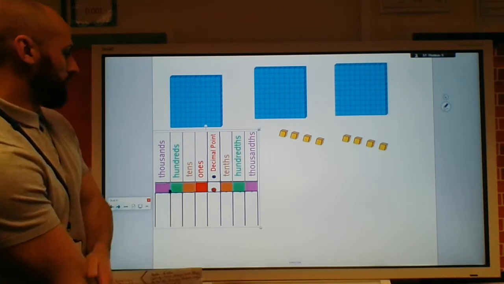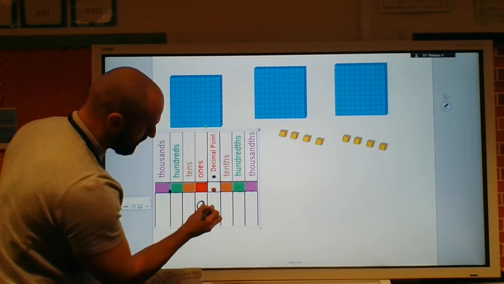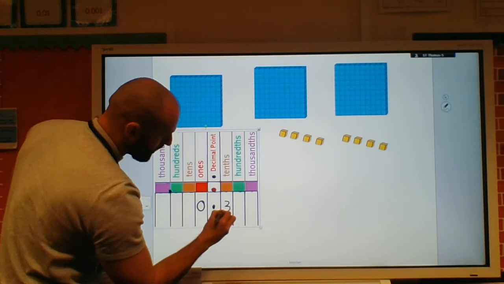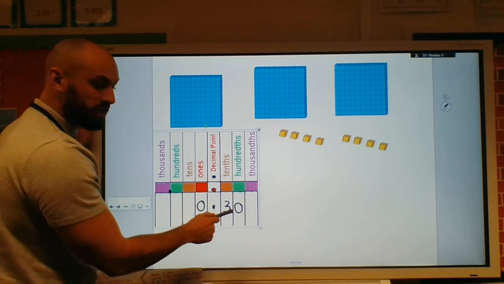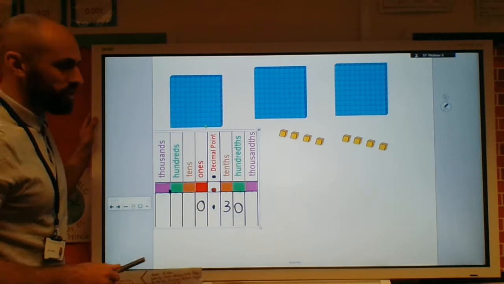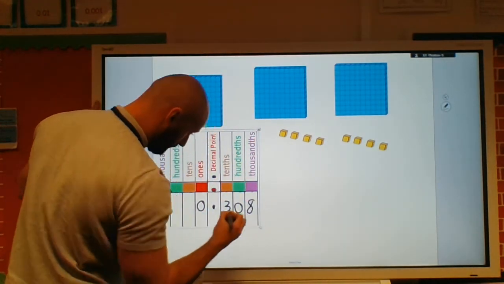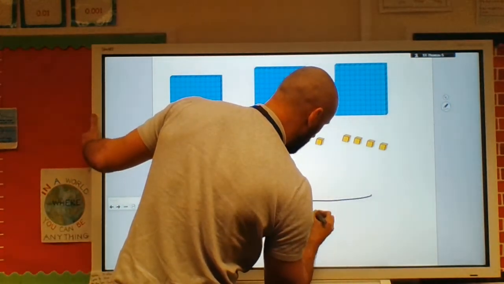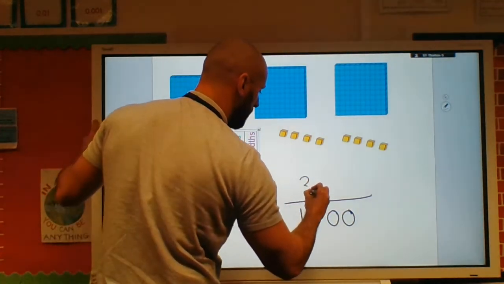Here now, I've got, again, no whole numbers, 0. Put my decimal point in there as well. I've got 1, 2, 3 tenths. I've also got no hundredths. However, I still need to put a 0 in there as a placeholder because I do have thousandths. 1, 2, 3, 4, 5, 6, 7, 8 thousandths. Okay, let's write that now. Remember, out of the whole, which is 1,000, I'm going to write 308.